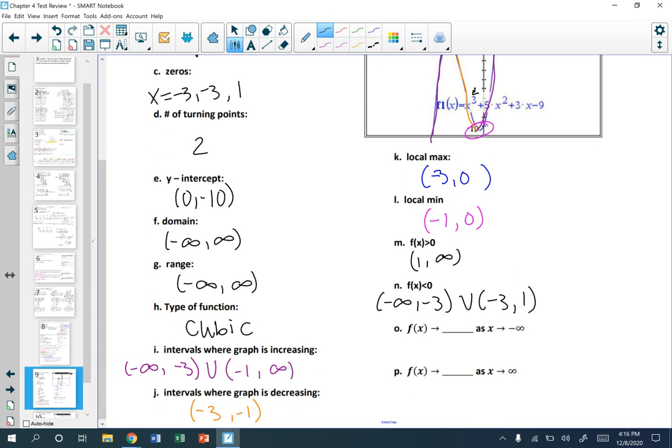As f of x goes to -infinity, as it moves further to the left, my graph is going to -infinity. As it moves to the right, the graph is going to positive infinity.